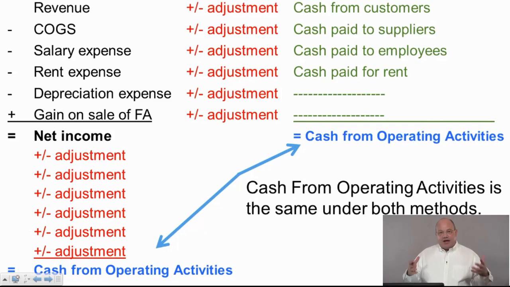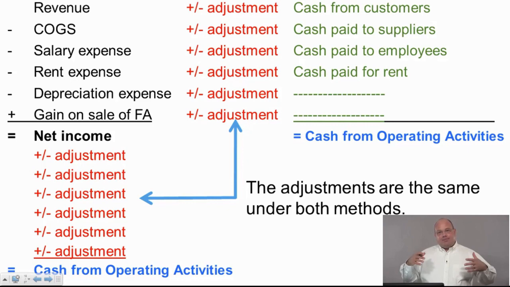And so the cash from operating activities is the same under both methods. And the reason it's the same under both methods is because the adjustments are the same under both methods. It's just how the adjustments are made. Under the direct method, the adjustments are made to each individual line. Under the indirect method, the adjustments are made to net income. But each individual line of the income statement added together is equal to net income. So the starting point for the direct and indirect methods is the same. It's just presented a little bit differently. The adjustments are exactly the same under both of them.